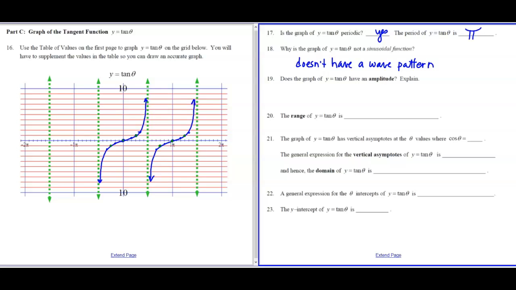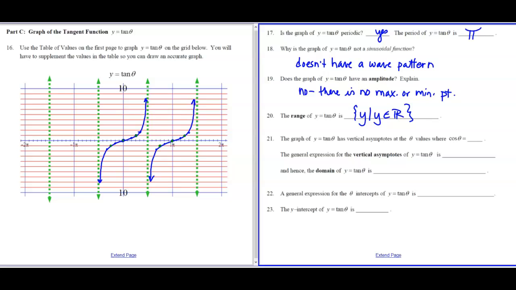Okay, so given that, does it have an amplitude? No. There's no max or min point, so there's no way we can have an amplitude. So if the arrows are going on those ends, what's the range? Infinite, so it's all real numbers. If you take the limit of that function as x approaches the asymptote, it's plus or minus infinity, depending on which direction you're approaching the asymptote.